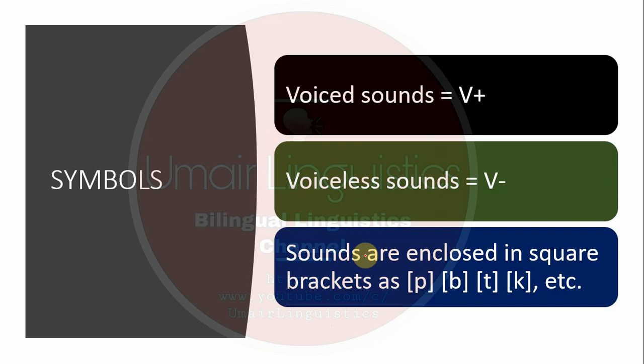So while transcribing consonants, there are some symbols we have to look at. V plus is used for voiced sounds, and V minus is used to represent voiceless sounds. And sounds are usually enclosed in square brackets. Actually, this is not the topic of this lecture. I have discussed this in the other series, A Course in Phonetics, when we have to use square brackets and when we have to use slanting brackets. It is a detailed introduction to phonetics. I have also added the link of that in the description below.